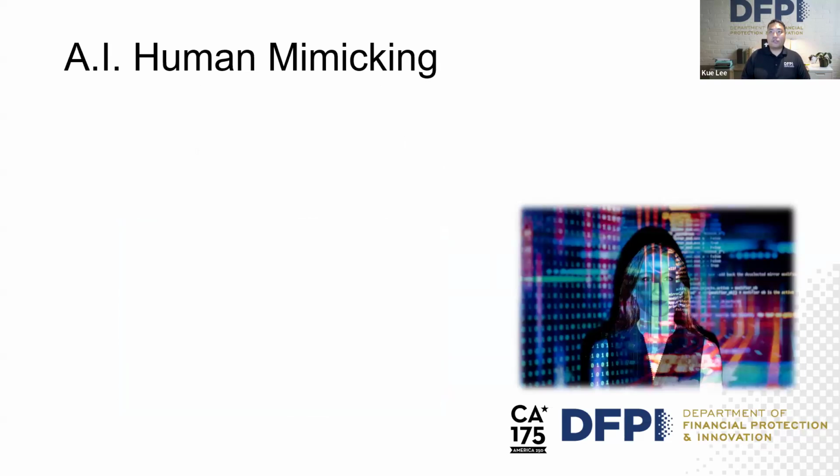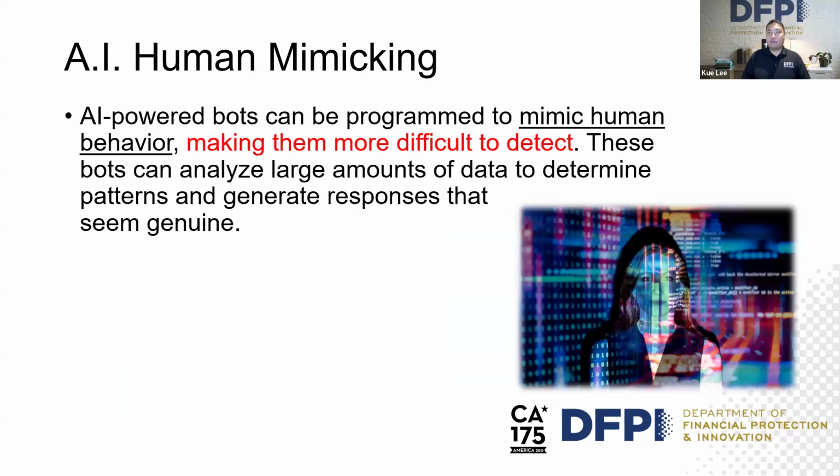Okay, let's talk about how artificial intelligence mimics human behavior. AI-powered bots can be programmed to mimic human behavior, making them more difficult to detect. So that could be things like chat. If someone sends you a text message and you start corresponding with it, it could be an artificial intelligence chatbot that a scammer is using to generate responses and influence you to do something, to create rapport, to gather information, that kind of thing.